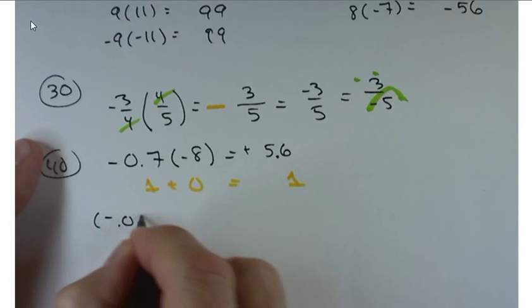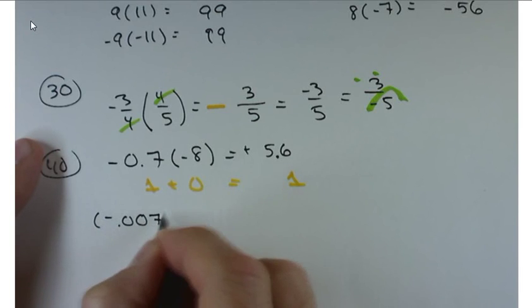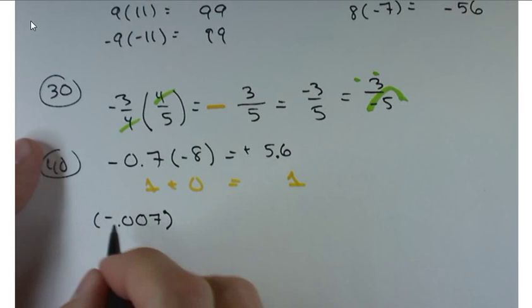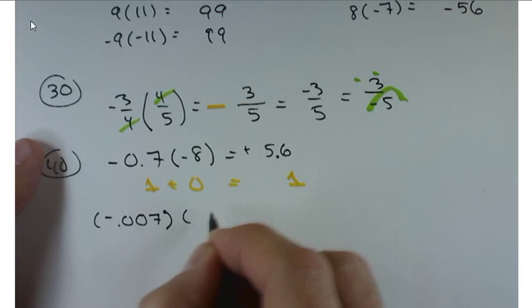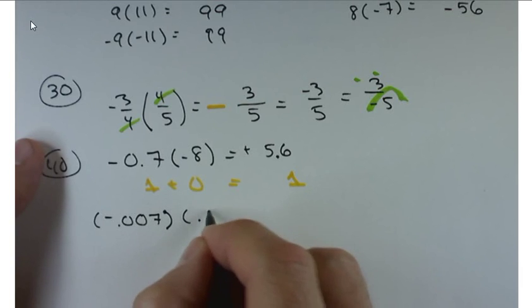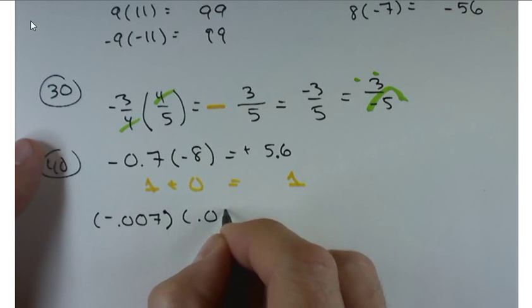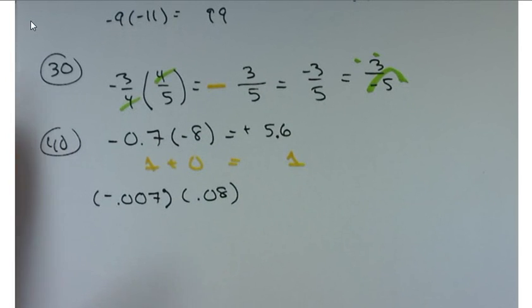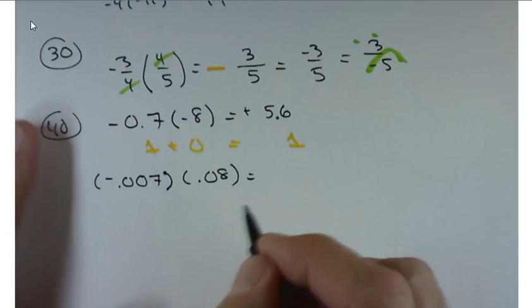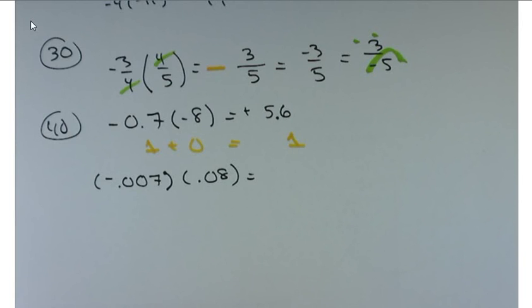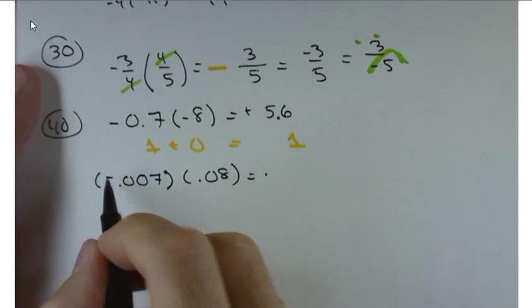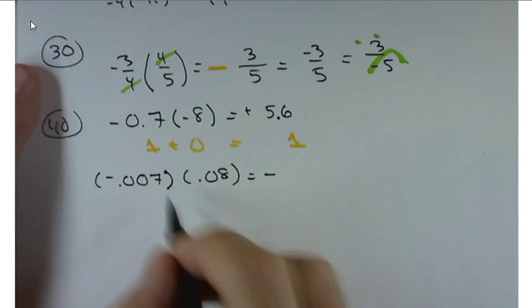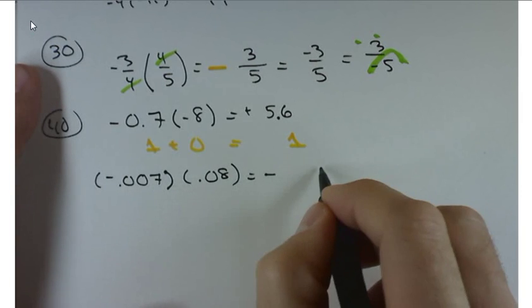Let's try that again with a different set of numbers. Negative 0.007 times 0.08. First things first, positive or negative product? Negative, because there's just one negative. So negative. 7 times 8 is 56.